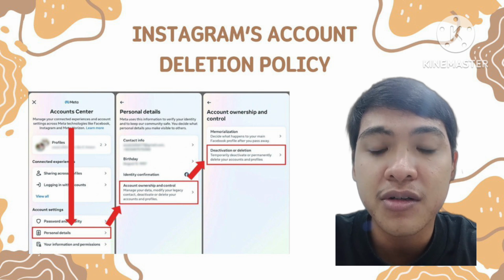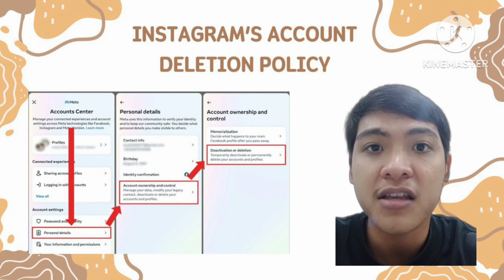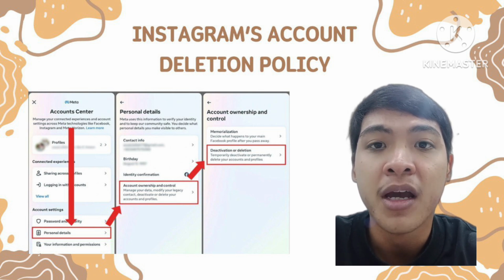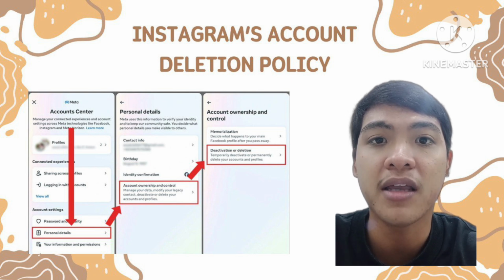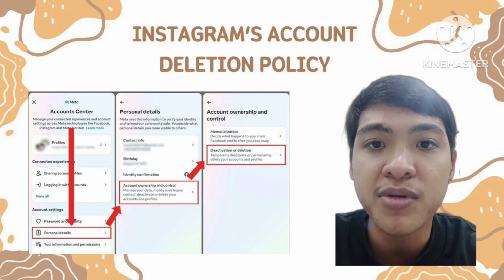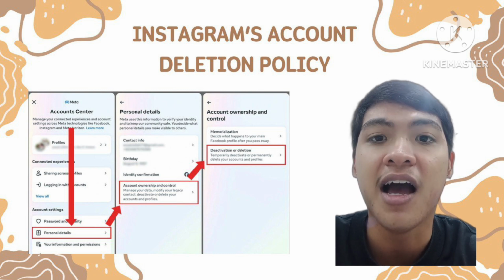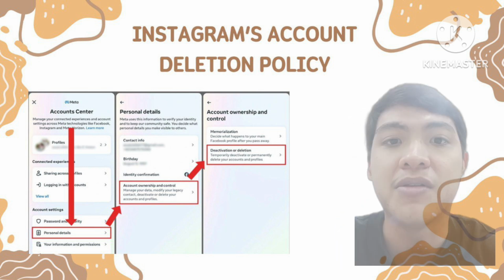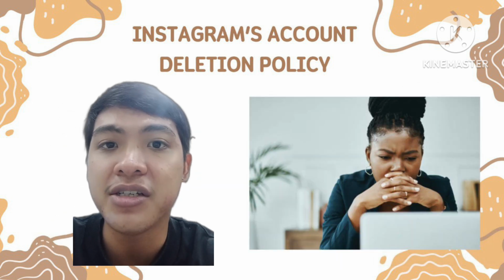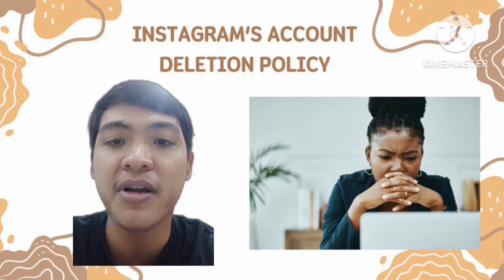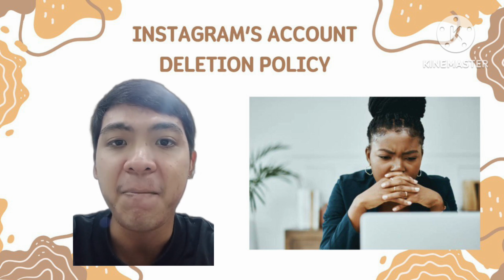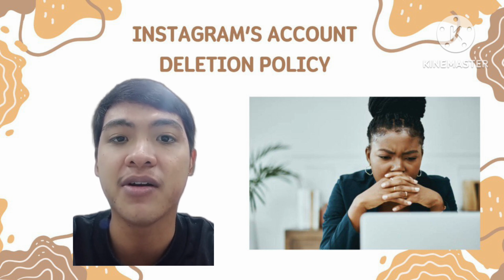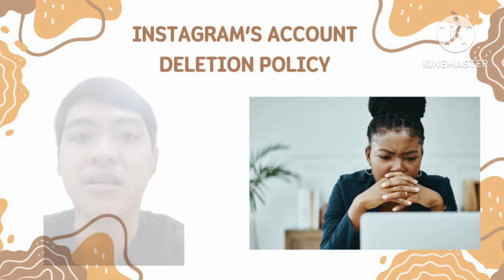Instagram provides users two options: temporary deactivation or permanent deletion. Temporary deactivation allows users to disable their accounts while retaining their data for reactivation later. Permanent deletion removes the account and associated data after a 30-day grace period. However, there's a catch. Instagram's permanent deletion process is not accessible directly through the app. Users must navigate to the Help Center, which can be inconvenient.